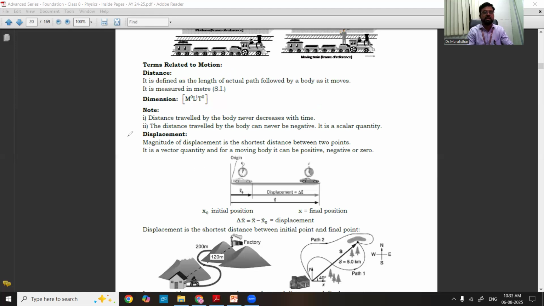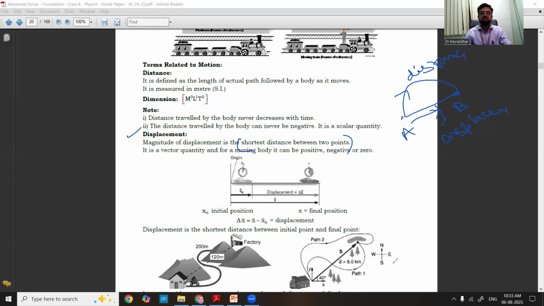So, when you see the second one, displacement. Magnitude of displacement is the shortest distance between 2 points. The shortest is called, right, the shortest distance A to B. Either you can go directly here, this is called displacement, or you can go like this also. So this is called distance. The shortest path is called displacement. That is the only difference, but there is a big difference between these two also. A lot of differences you can find.